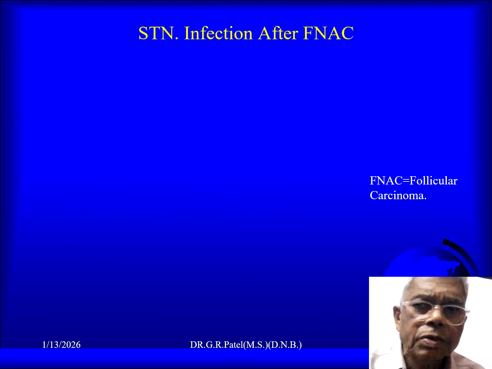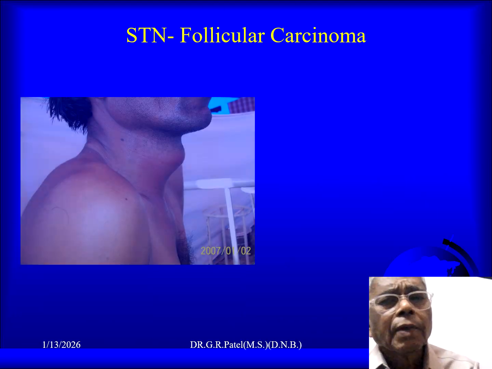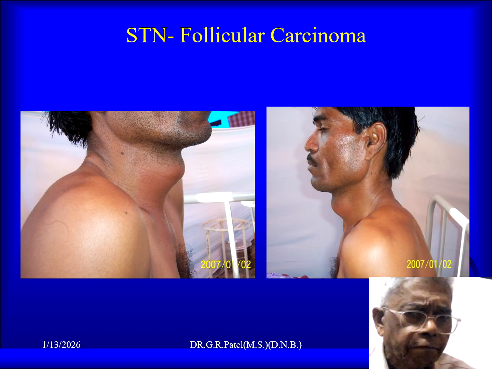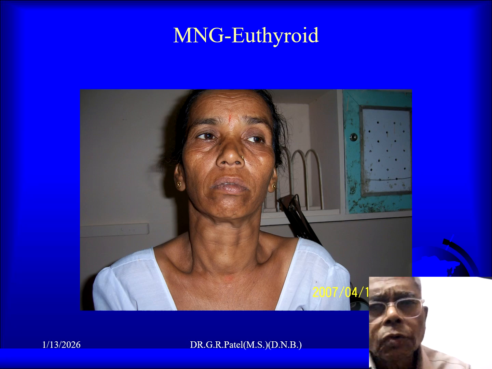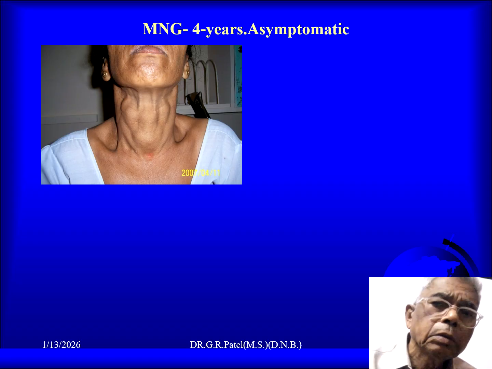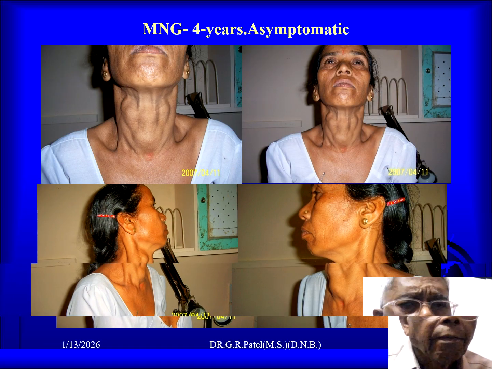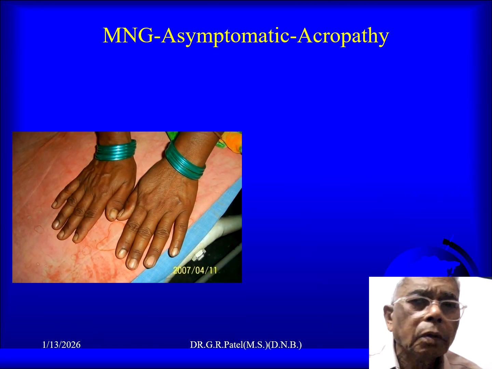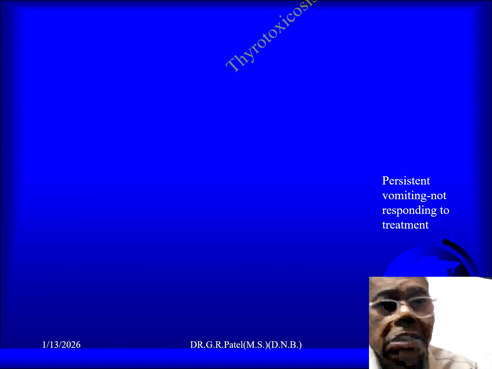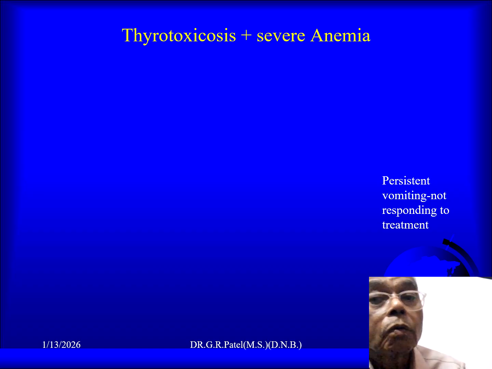Solitary thyroid nodule, infection after FNAC of the nodule. STN, follicular carcinoma. Multinodular goiter, euthyroid. Multinodular goiter, 4 years, asymptomatic. Multinodular goiter, asymptomatic, patient presented with thyroid acropachy, brittle nails, shiny skin, and scanty hair on lower leg.